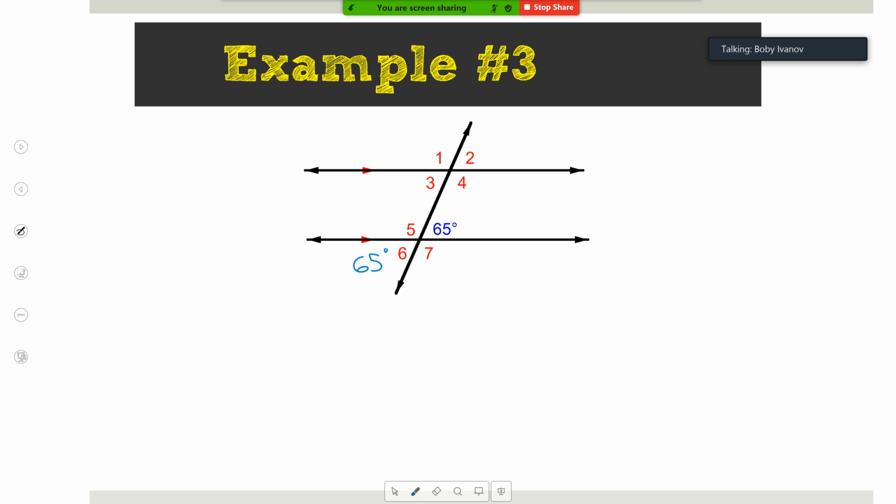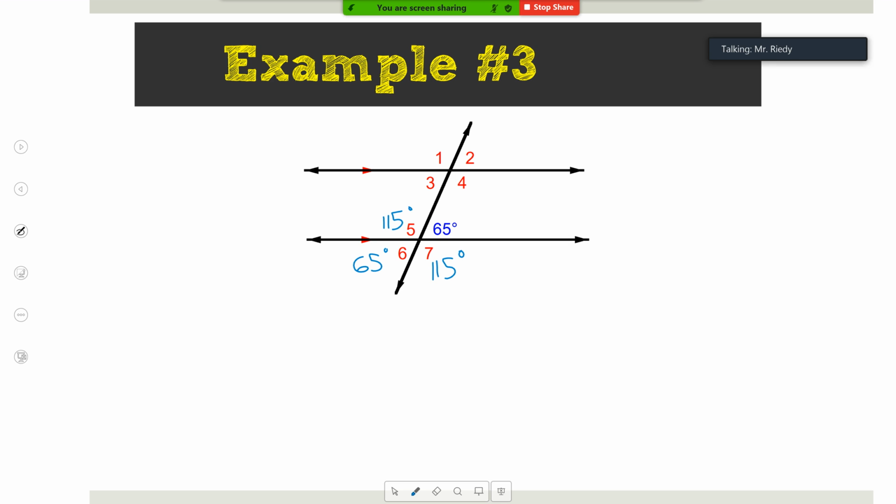Well, because 5 and the 65 degrees are supplementary angles, so they'd be 180 degrees. So you can guess that 6 and 7 are also supplementary angles and equal 180 degrees. So therefore, how big are 5 and 7? 5 would be 115, and 7 would also be 115.